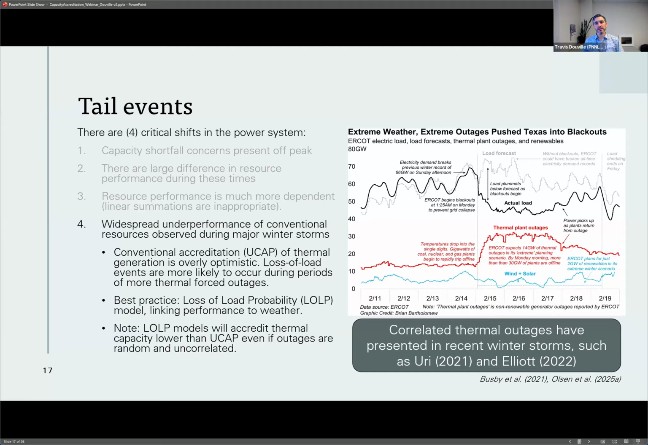As an example, one can see that during Winter Storm Uri, shown in red, are correlated thermal outages due to the weather, which directly corresponded with loss of load events. This kind of correlation, in which performance is linked to weather, needs to be detectable through the RA model and the resulting accreditation as best practice.